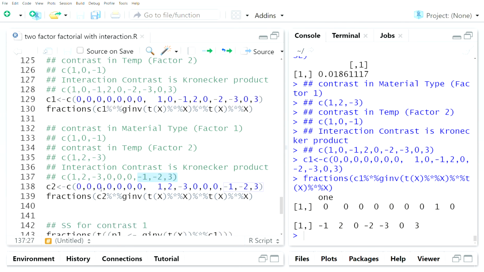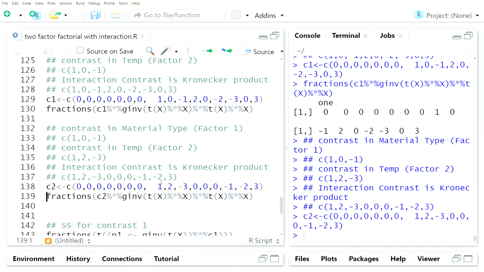Then you set up your vector here, and you put it in the interaction space, right? All these zeros are, the first 0 is associated with the mu parameter. The next 3 are for factor A. The next 3 are for factor B. And then the next 9 are for the interaction space.